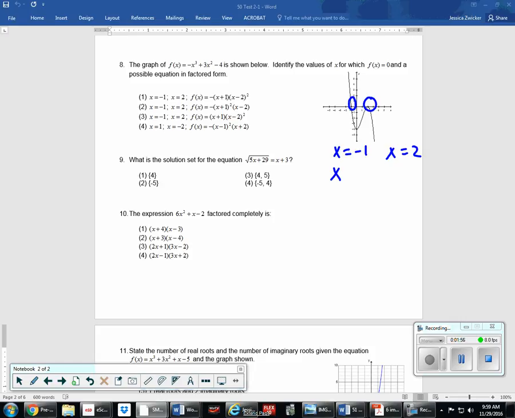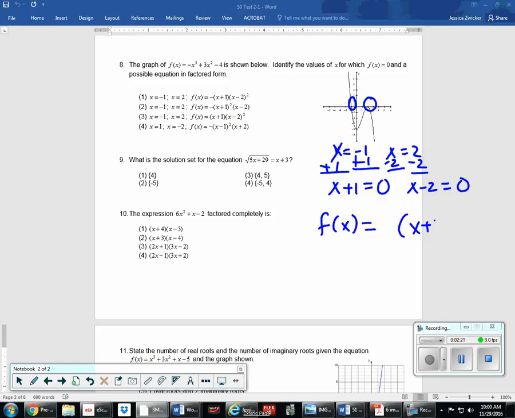If we add 1 to both sides, we can write it in factored form. So as a factor, that 0 is represented as x plus 1. For x equals 2, if we set that equal to 0, we have the factor x minus 2. So if we were trying to write this as an equation, f of x would be equal to x plus 1 times x minus 2.